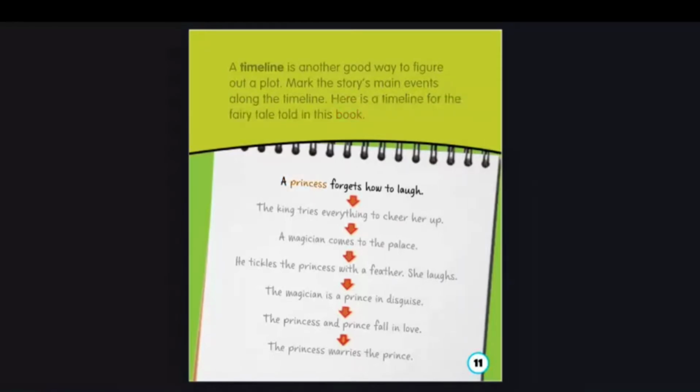A princess forgets how to laugh. The king tries everything to cheer her up. A magician comes to the palace. He tickles the princess with a feather. She laughs. The magician is a prince in disguise. The princess and prince fall in love. The princess marries the prince.